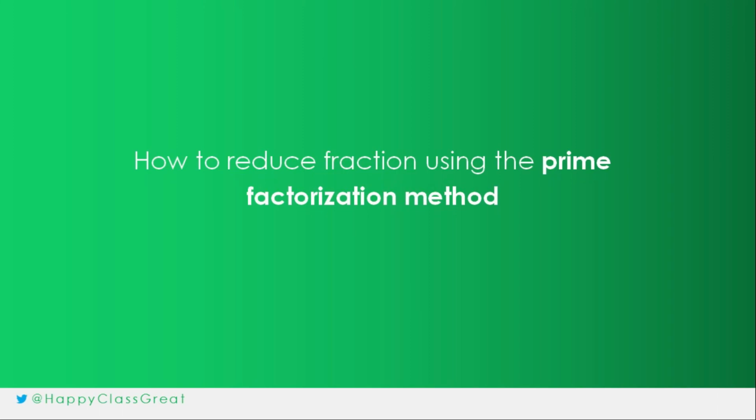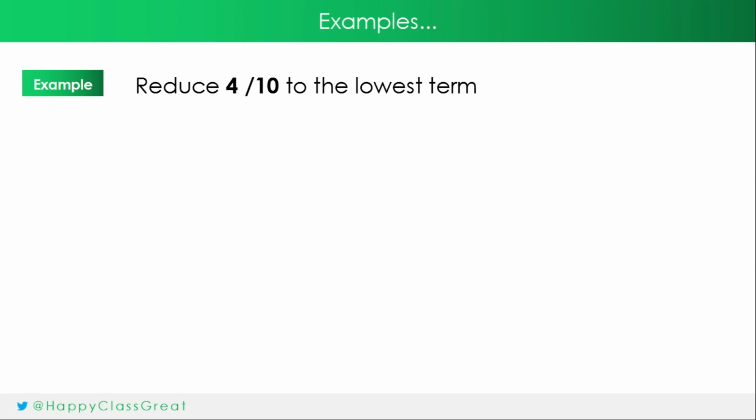Now that you understand that, let's quickly see how to reduce fractions using the prime factorization method. So for example, let's reduce 4 over 10 to the lowest term. The first step we need to do is to find the prime factors of 4, and we are also going to find the prime factors of 10. Don't worry with this one, we are going to jump right to the board and I will show you everything. I'm just explaining here. Don't worry if you are not clear with the explanation.